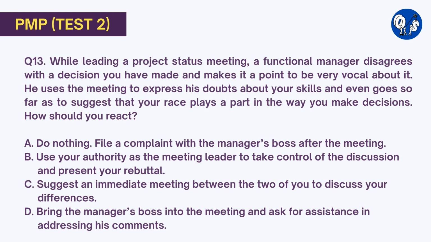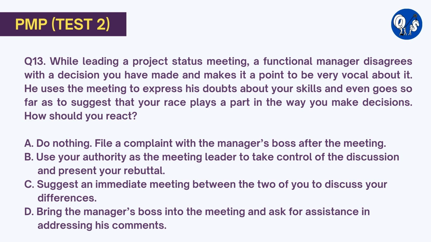Question number 13. While leading a project status meeting, a functional manager disagrees with a decision you have made and makes it a point to be very vocal about it. He uses the meeting to express his doubts about your skills and even goes so far as to suggest that your race plays a part in the way you make decisions. How should you react? A.